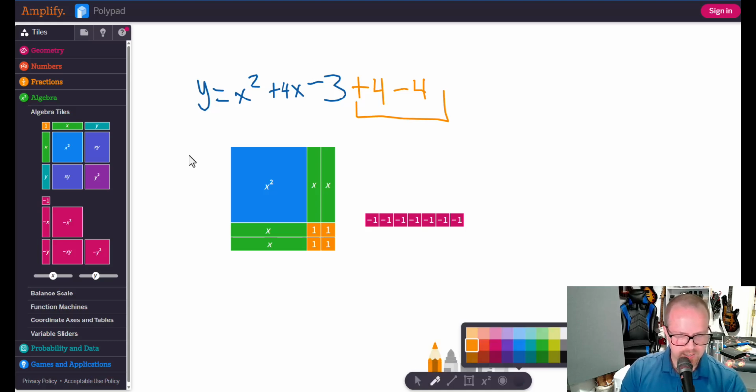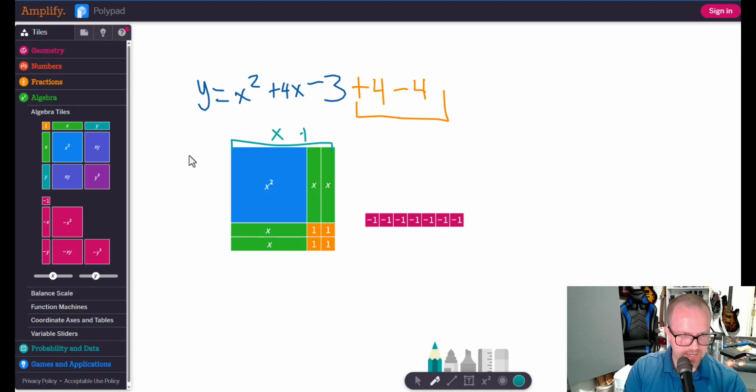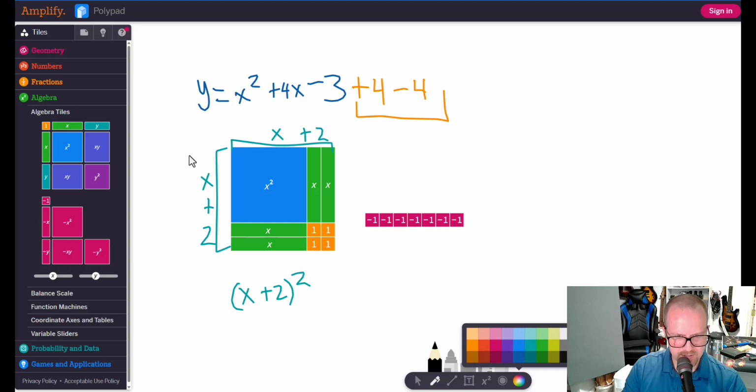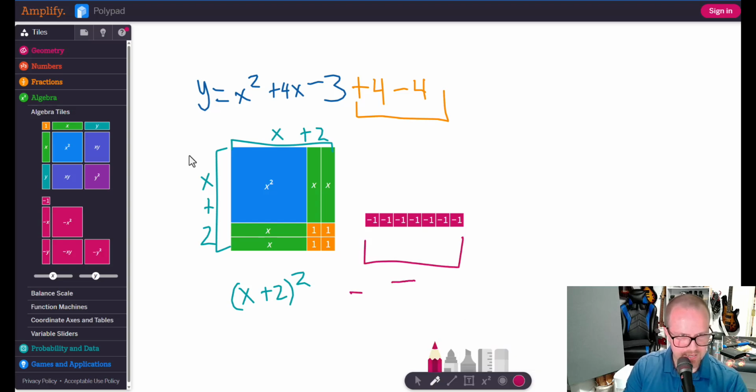Now let's see what we got here. We took the square right here with side length x plus 2 and side length x plus 2. That's pretty cool. Has the same length and width. So this is x plus 2 squared in this piece right here. And then we still have over here some remaining negatives, and that's our minus 7, which is left over.